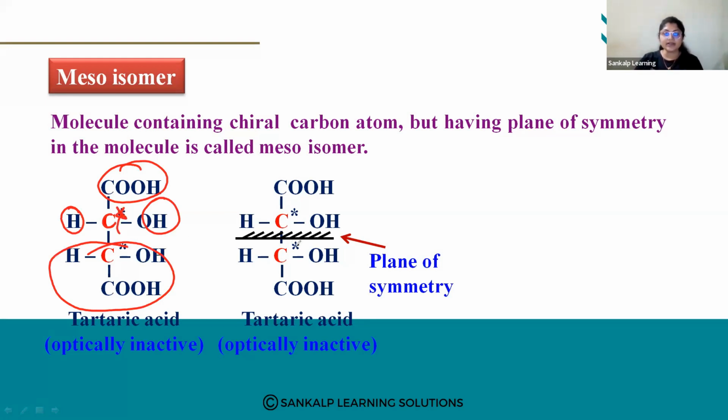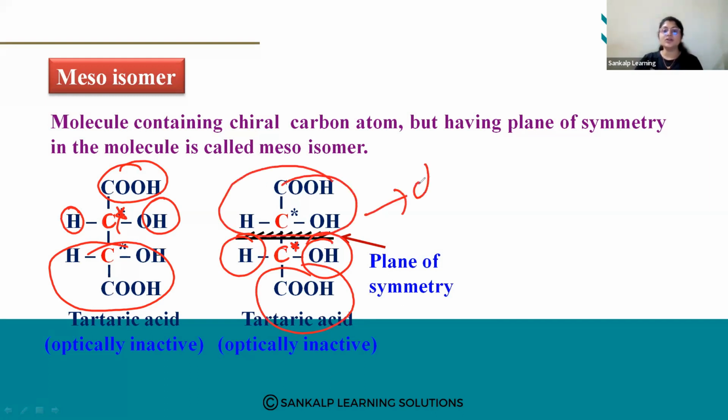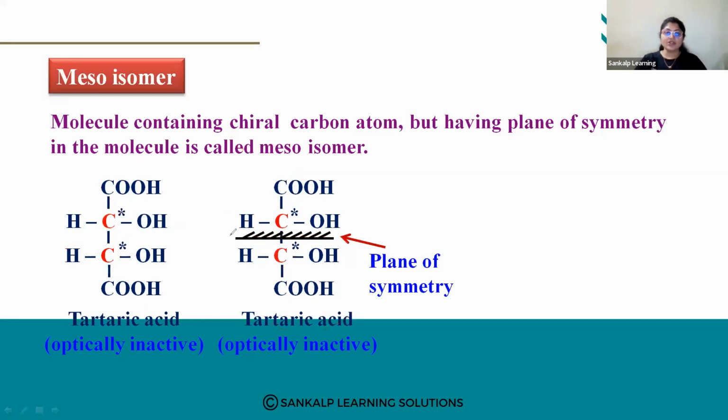Now the second carbon here I'll consider. It is the same compound. These are also attached to four different groups, right? So this is also a chiral carbon. So there are two chiral carbons. Now a molecule containing a chiral carbon atom, but with a presence of a plane of symmetry. When you put a mirror, is one half of the molecule equal to the other half? Yes. So it has a plane of symmetry.